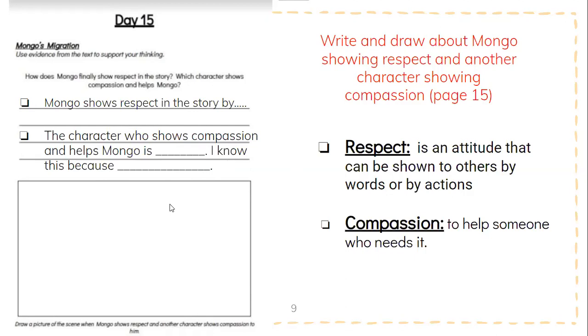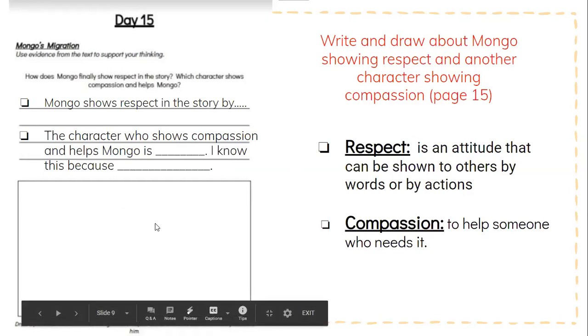They are there to help you complete this sentence. Remember, sentences start with a capital letter. They are a complete thought. They use finger spaces and they end with a punctuation mark. Then you're going to go ahead and draw a picture of the scene where Mongo shows respect and another character shows compassion.